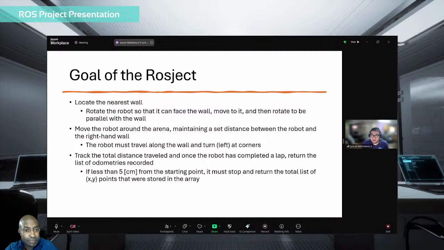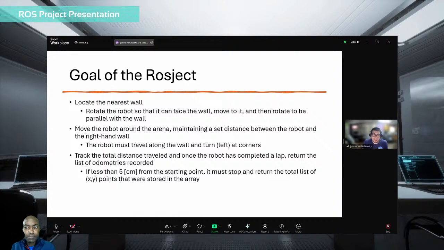Anyways, the goal of our ROS check was to locate the nearest wall by having the robot search for it, in which case you saw it turned, faced it, moved closer to it if it was greater than 0.3 meters away, and then it rotated once again so that the right side of the robot and the wall were parallel to each other. And then we had the robot move around the arena, following the right wall while maintaining that set distance between 0.2 meters and 0.3 meters.